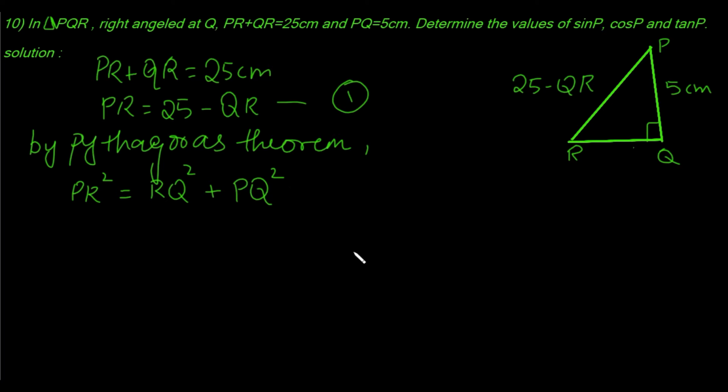Now we know the value of PR, that is 25 minus QR whole square, that is equal to RQ, whose value we don't know, so let's write it as it is.